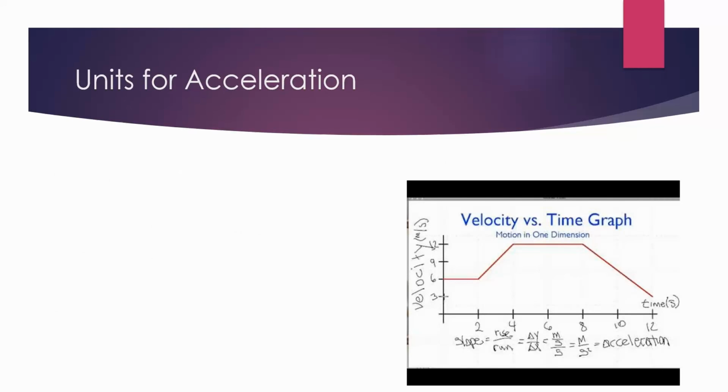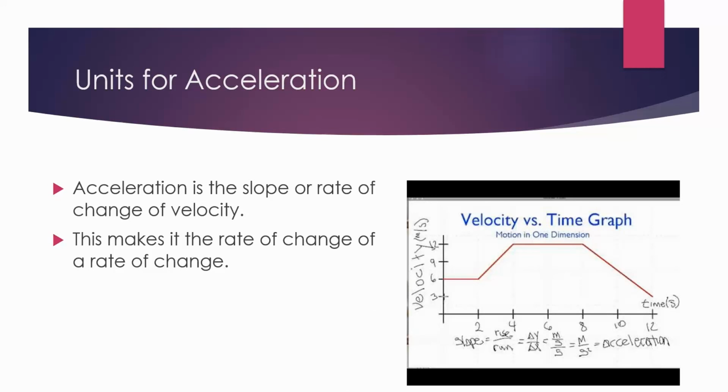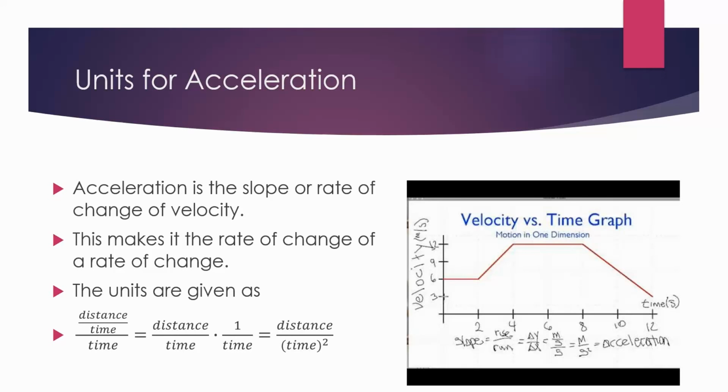Now, the units for acceleration, which again is the slope of a velocity versus time graph, are a little tricky. You've actually seen them in a couple of the problems that we've done. So acceleration is the slope or the rate of change of velocity. Ultimately, that makes it the rate of change of a rate of change, because remember, velocity itself is how fast you're moving away from a point. The units on that end up being distance over time over time. And if you simplified that out, you would actually have distance over time squared. So oftentimes you'll see things like meters per second squared. They've kind of worked that out there in the picture.